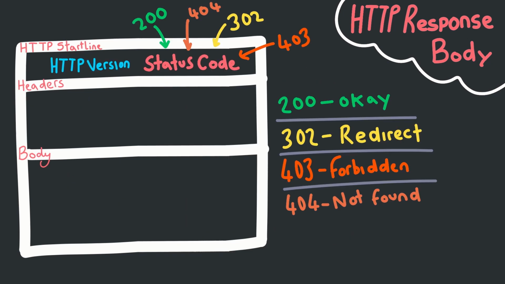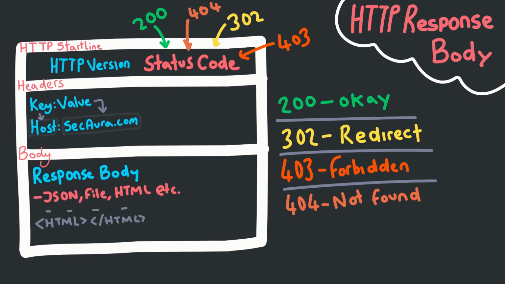We have the version, what we saw in the request. We have the status code. This dictates basically how the server responded to our request. 200 for OK, 403 for forbidden, etc, etc. I'll do a video on that in future.